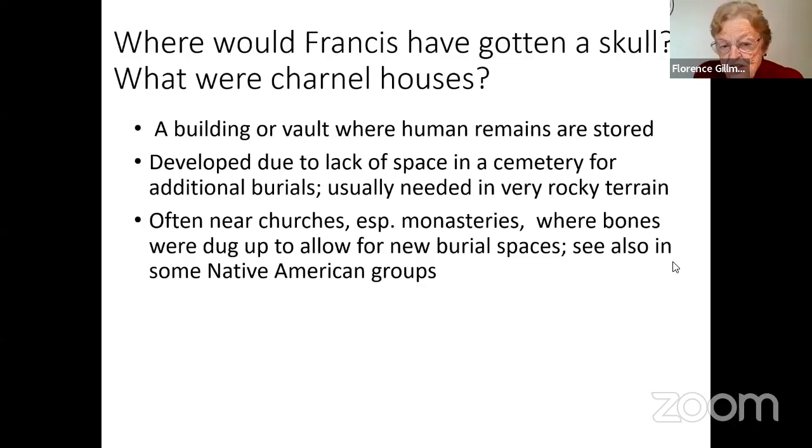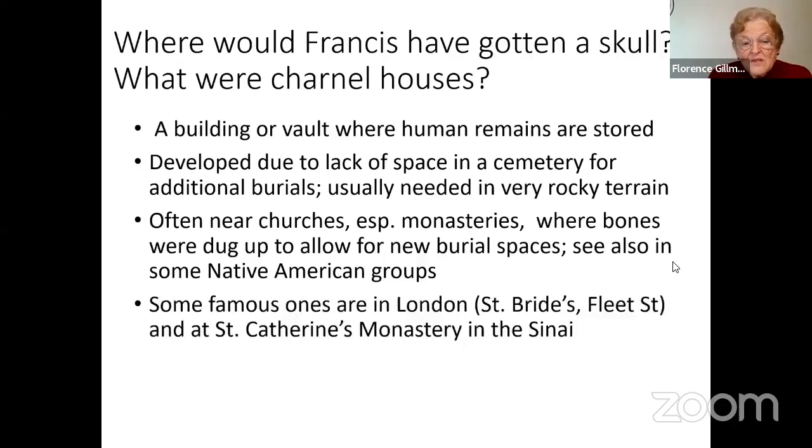So they're usually near churches, often monasteries, and often accessible to the people who live around there who want to go in and look at them. As you might imagine, in monasteries, these became a place to meditate on how fleeting life is, and to experience reality, the reality of the finitude of being a human being. We also see this in some Native American groups.